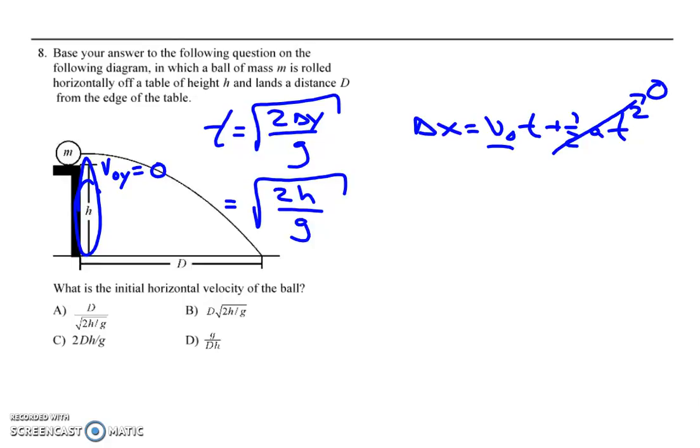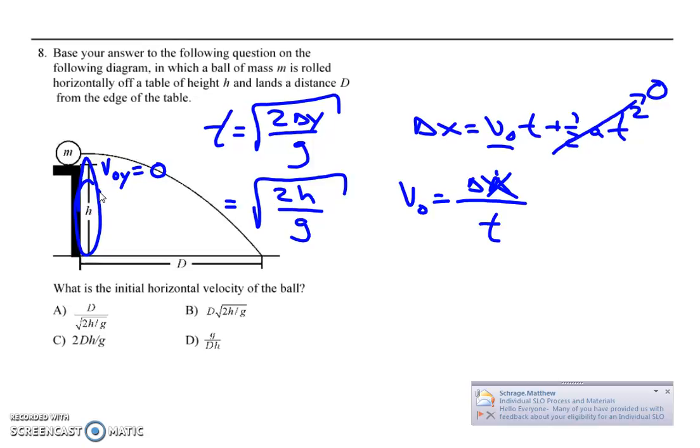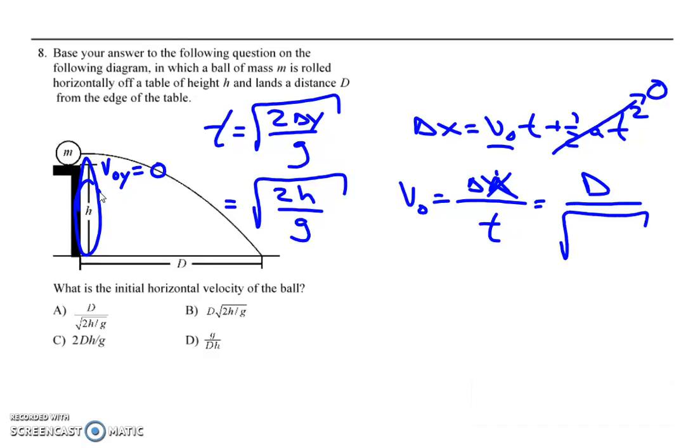And I want to figure out V naught. So V naught is equal to delta x over t. So what we have here is delta x is our big D. We have d over radical 2h over g. And I'm assuming, oh yep, that is a choice. Okay, so that's choice A.